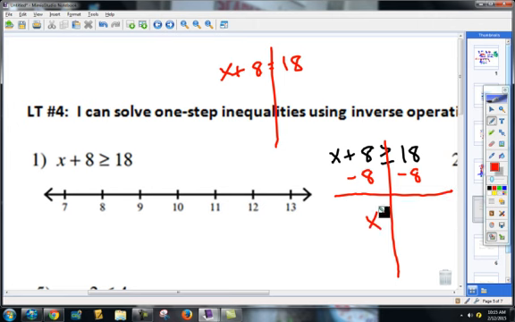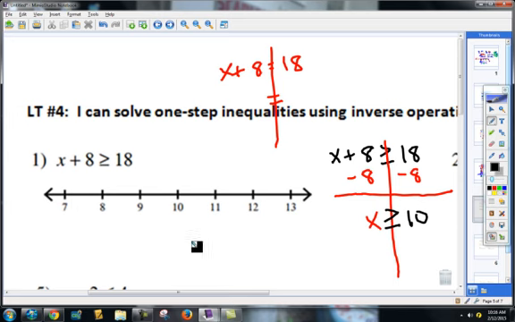Just x. Now, can I put an equal sign in here? No, because this is an inequality. The reason that stayed equals down here is because that was an equal sign. Don't I just need to bring down my greater than or equal to? So what is 18 minus 8? 10. Now we take it and we graph it.